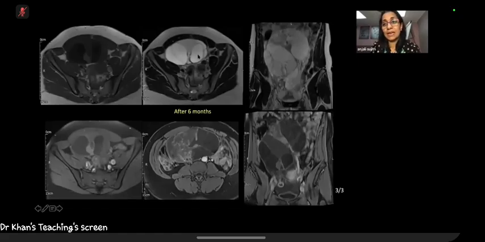The different locules may have different protein content and may show different signals on T2. So this is also called a ground glass staining sign.